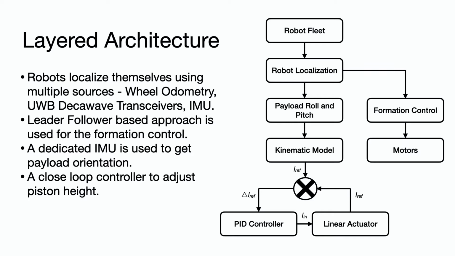Then we have two controllers running on the system, formation control and piston control. We use a leader-follower approach for formation control. A dedicated IMU is used to get the payload orientation, which is provided to the piston controller, which adjusts piston height.